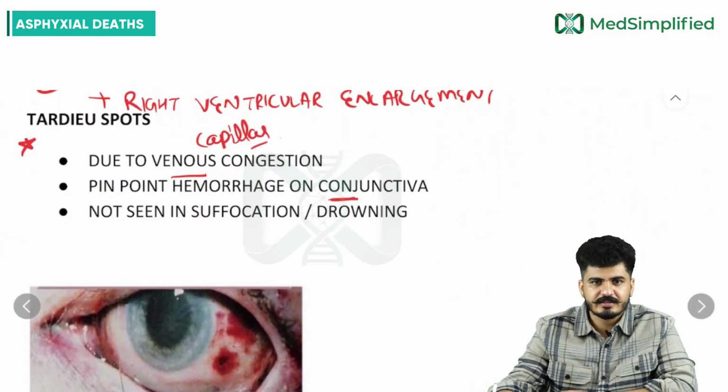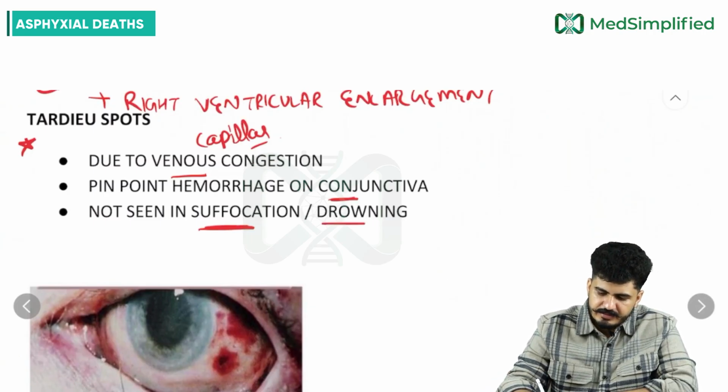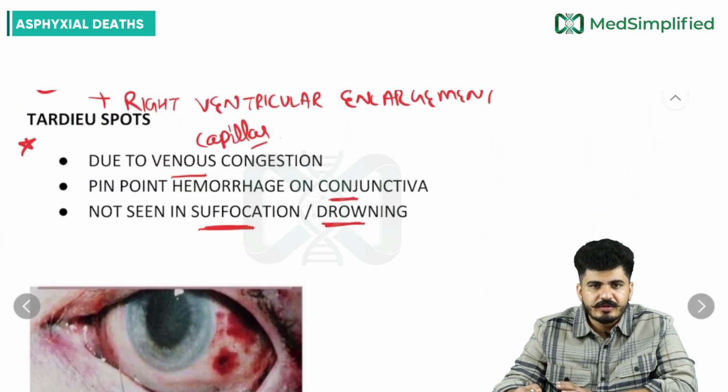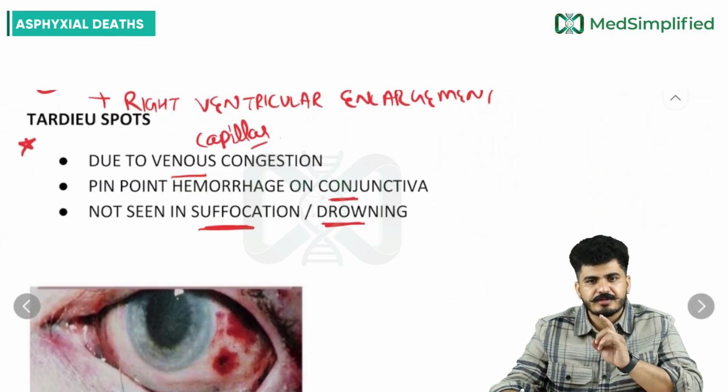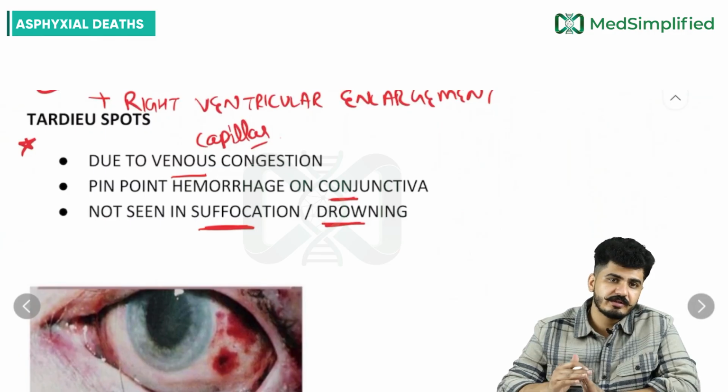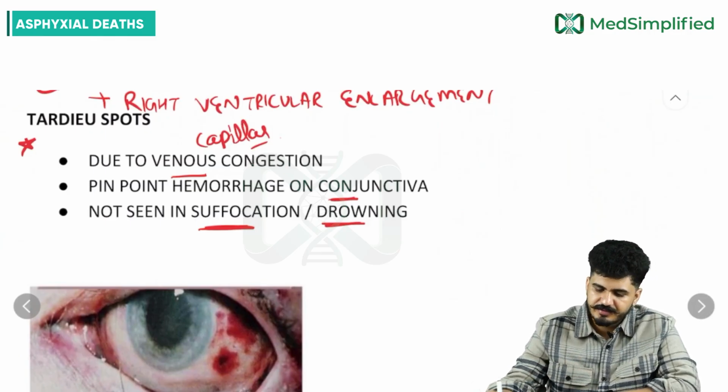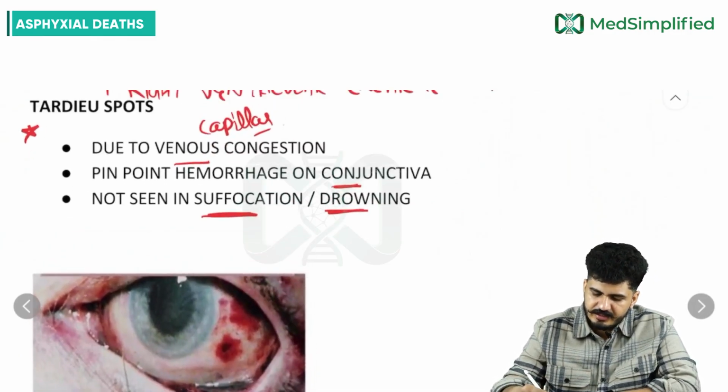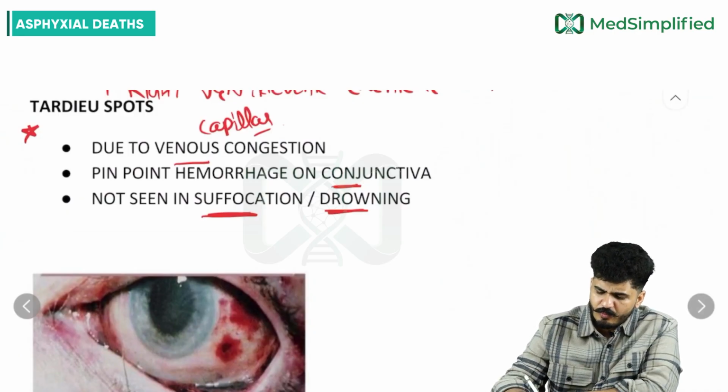In that, hemorrhage is happening, and it is not seen in suffocation and drowning. In suffocation and drowning, you are not going to see the Tardieu spots. Drowning commonly, you do not see the Tardieu spot, my dear friends. Now these you will see, that pinpoint hemorrhage. Now one more thing you need to compare right here only, sir, trachea.